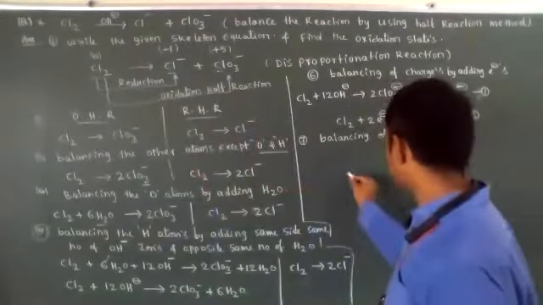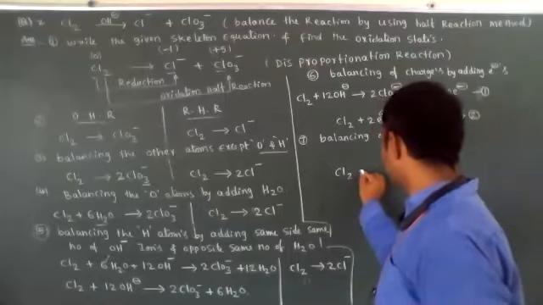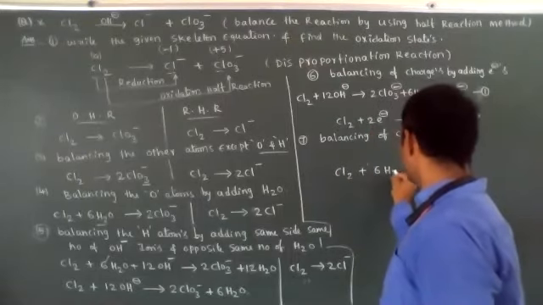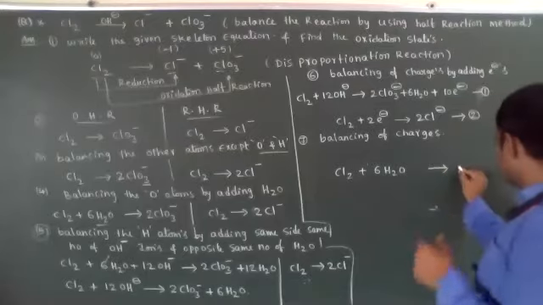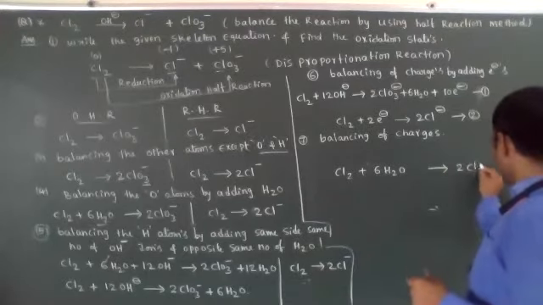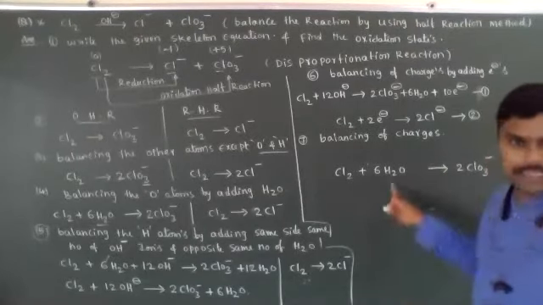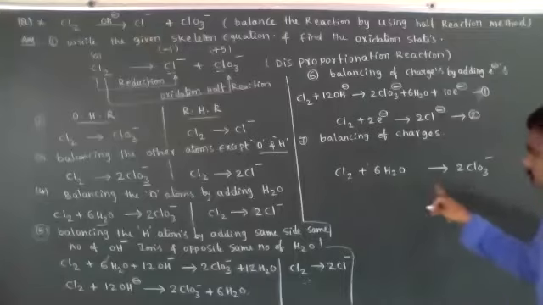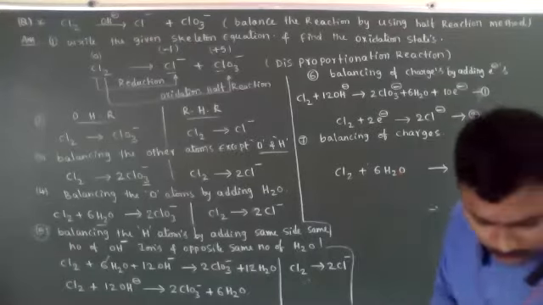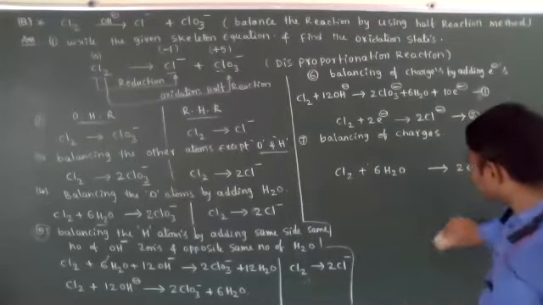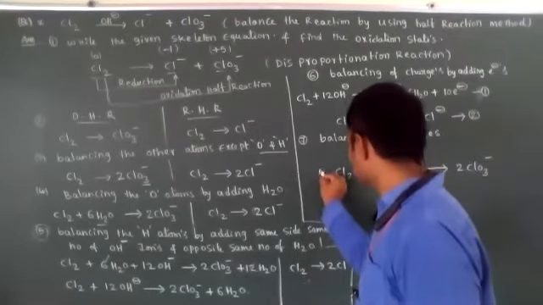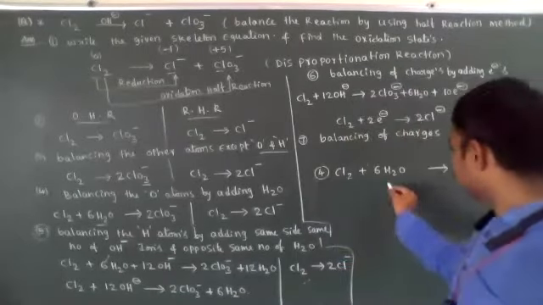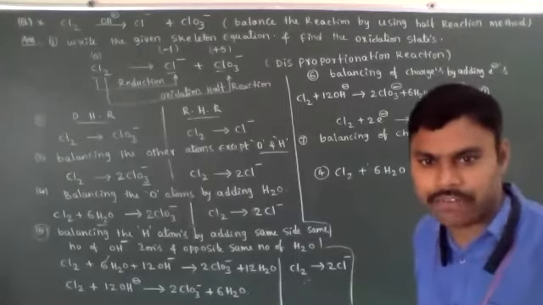Just write the fourth step equation once: Cl2 plus 6H2O is converted into 2ClO3 minus. You understood how this came, because I balanced oxygen atoms. Now, for balancing of hydrogen atoms, what did I say? This is the fourth equation. For balancing of hydrogen atoms, what did I say? First you have to identify.